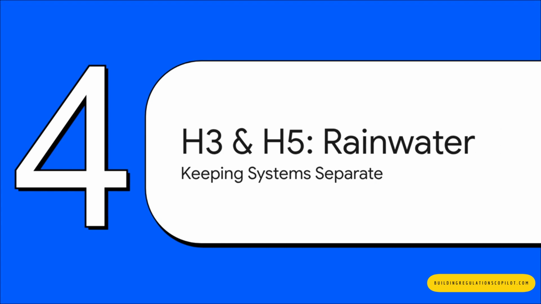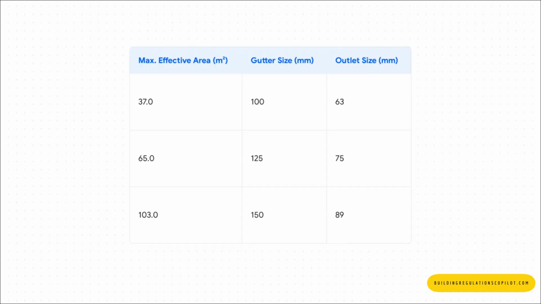Okay, so we've sorted out the foul water. But what about all the rain that hits your roof and your driveway? Well, that's called surface water, and sections H3 and H5 are all about how to manage it. And they're built on one really important idea: keep it separate from the foul water. You might think a gutter is just a gutter, but there's some real science to it. This table gives you a quick peek.